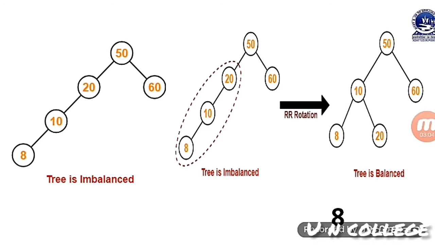Then we will move towards 50. The balancing factor of 50 is 1. Why? Because it has one level extra on the left side in comparison to the right side. And the balancing factor of 60 is 0. Now we will move towards the next insertion.